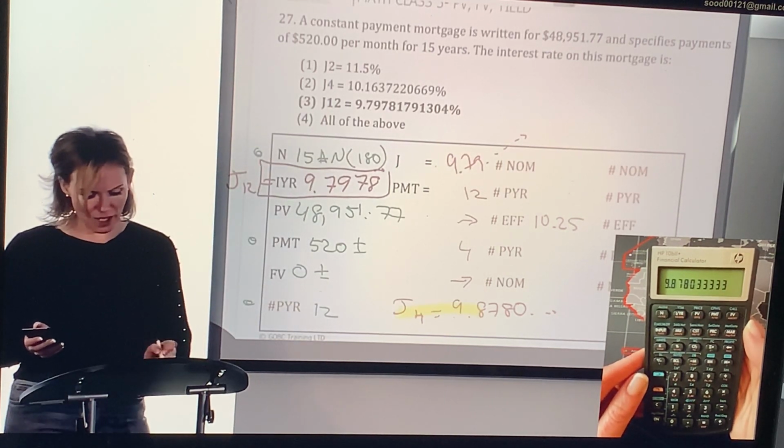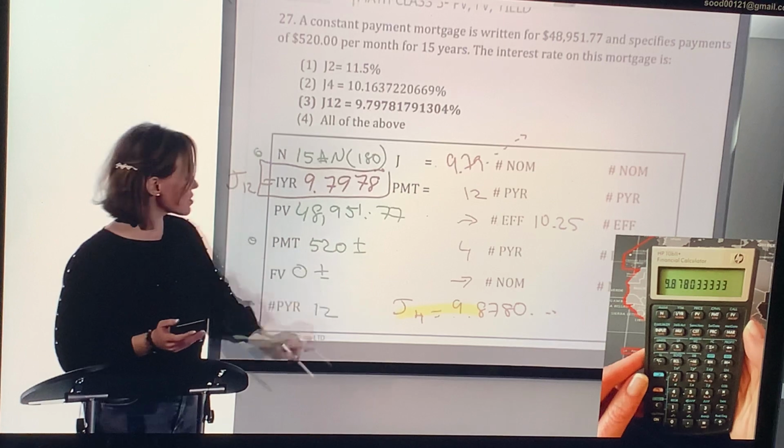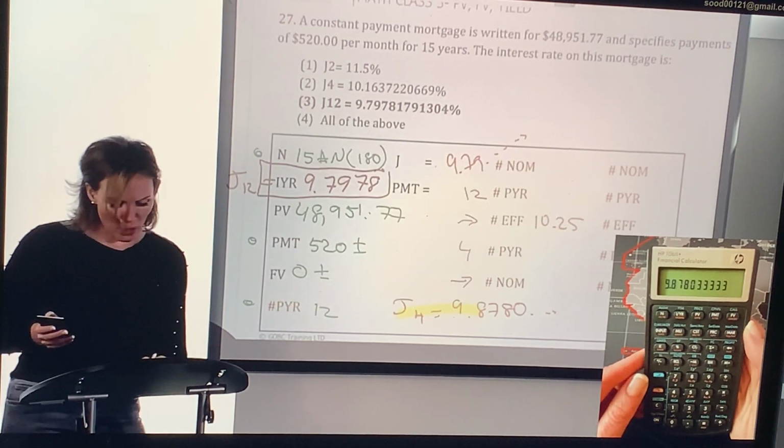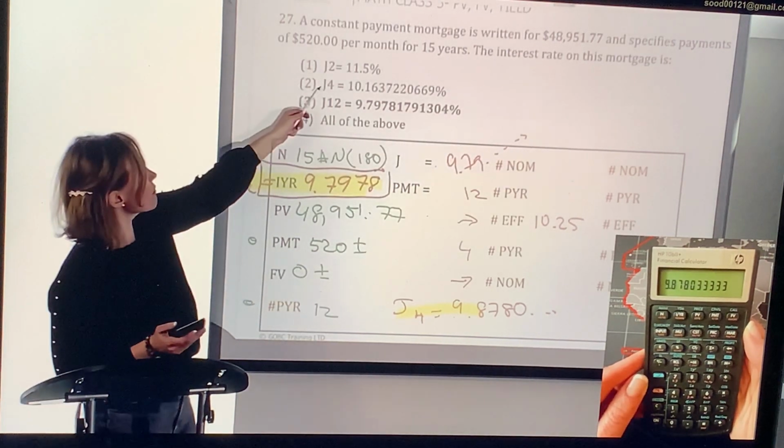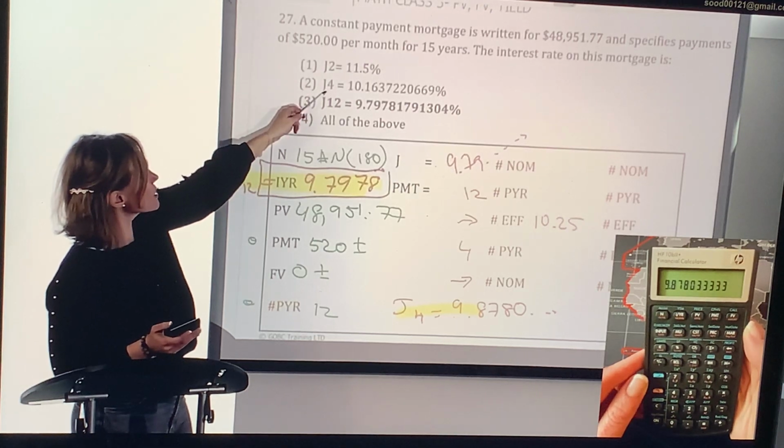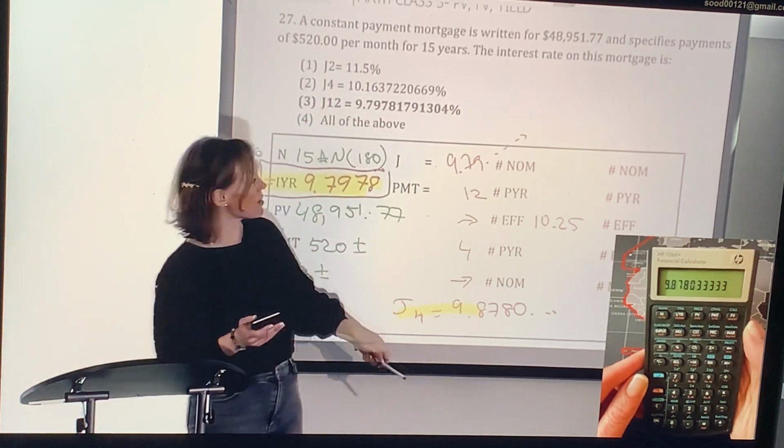So I know it cannot be all of the above because they are not matching, right? This number and that number is definitely not matching. Okay, so what I'm going to do next, I'm going to try to do the same thing for the J2. I've done this one first, but let's do the J2 now. Let's do J2 and see how much that comes up to.